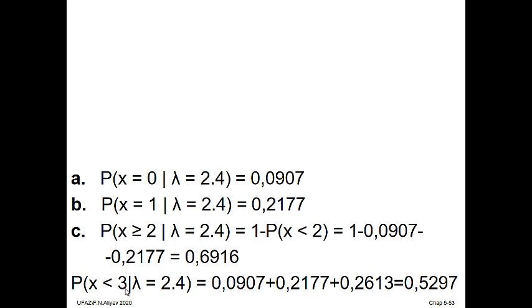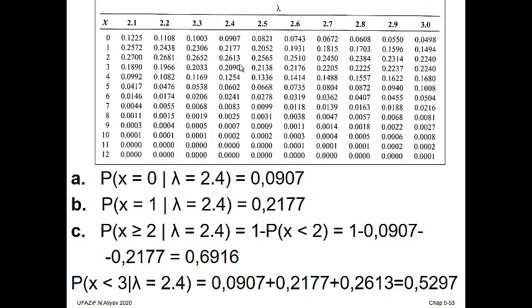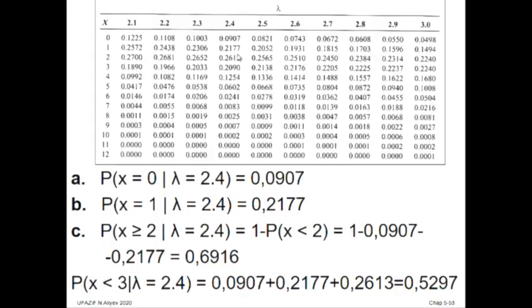For x less than 3, you should add the probability of x 0, x 1, and x 2. You obtain this result. If you want, you may find all these results from the table also. As you see, x 0, we have this. x 1, we have this. x more than or equal to 2, you should add all these numbers here, but you have the simple way, just from 1 subtract these two numbers, you obtain the same result. X less than 3, add up these three numbers.